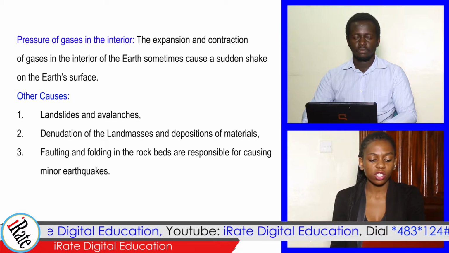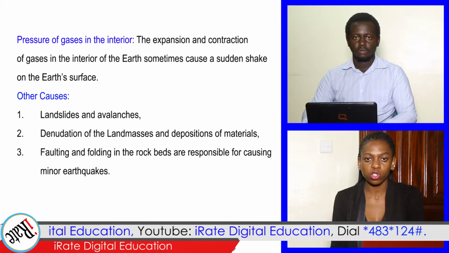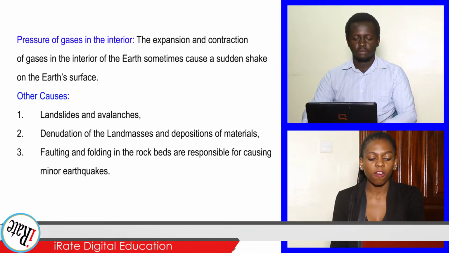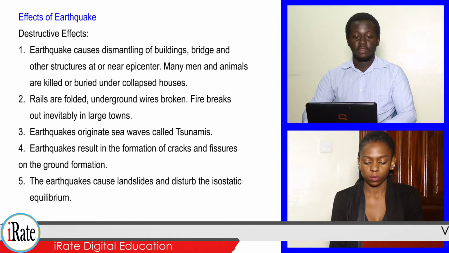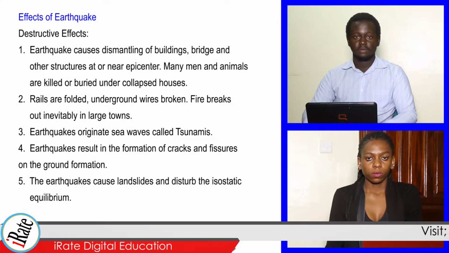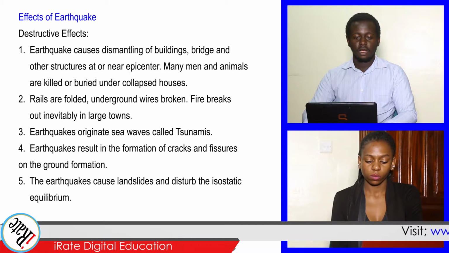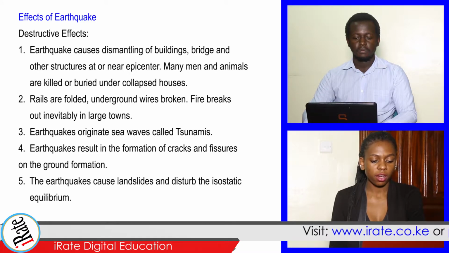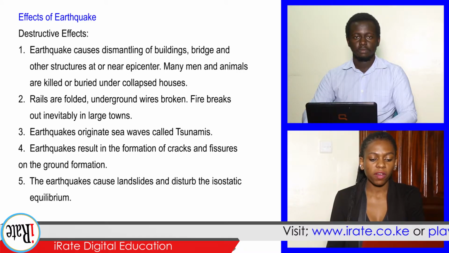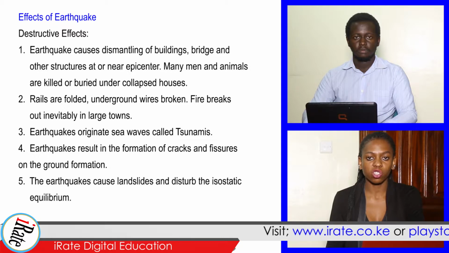Number 2, denudation of the land masses and deposition of materials. Number 3, faulting and folding in the rock beds are responsible for causing minor earthquakes. Effects of earthquake. Destructive earthquakes. 1. Earthquakes cause dismantling of buildings, bridges and other structures at or near the epicenter. Number 2, rails are folded, underground wires broken, fire breaks out inevitably in large towns.